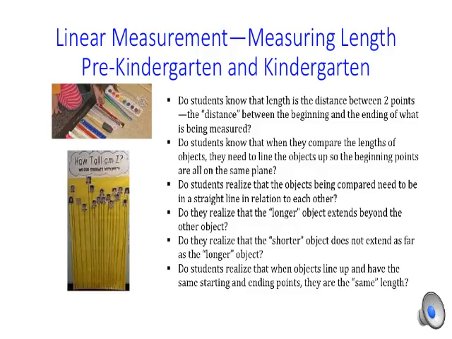Do they realize that the longer object extends beyond the other object? Do they realize that the shorter object does not extend as far as the longer object? Do students realize that when objects line up and have the same starting and ending points, they are the same length?